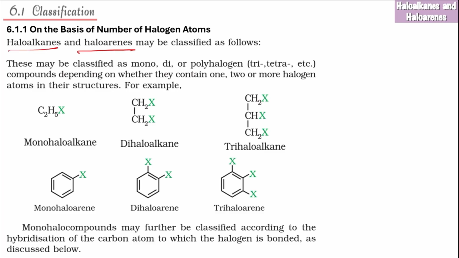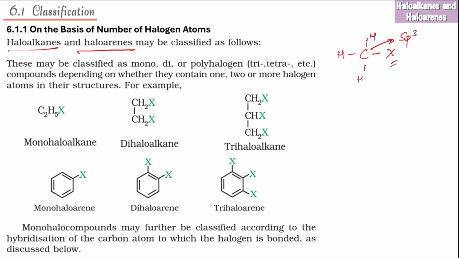Haloalkanes, haloarenes. Haloalkanes are the alkyl halides in which the carbon atom of the alkyl group is bonded to the halogen atom. Here X represents the halogen atom and this carbon atom is sp3 hybridized.